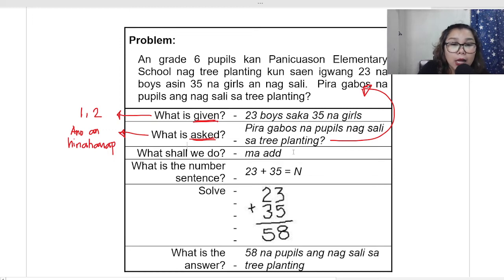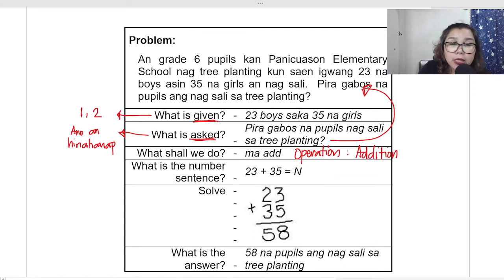So, ma-add. So, simply, this is what we call the operation. What is the operation to use? So, the answer is addition. So, very simple lang to kasi we are still on the first operation. So, lahat ng gagawin natin dito, the answer for what shall we do, it will be always addition.